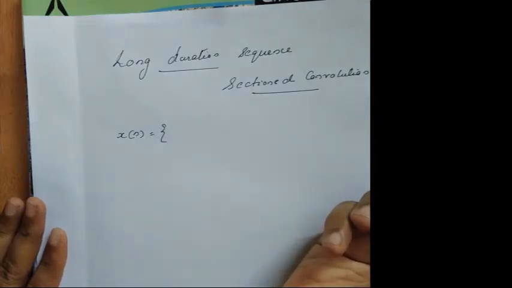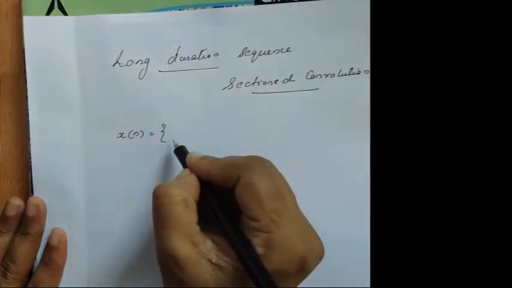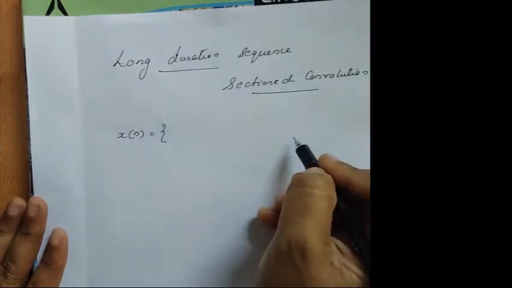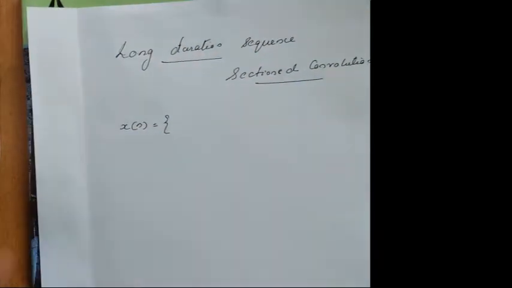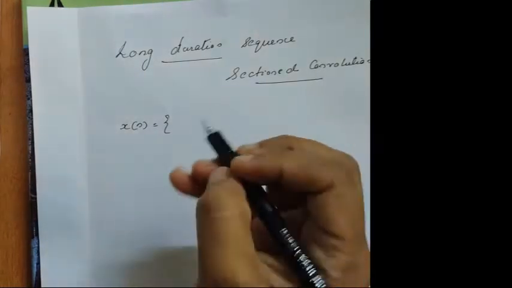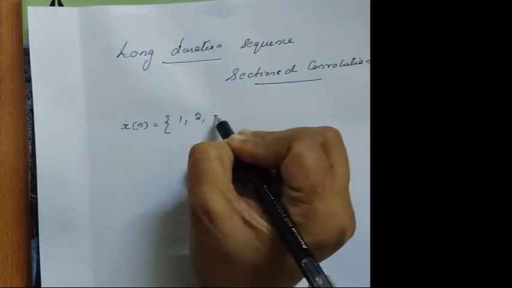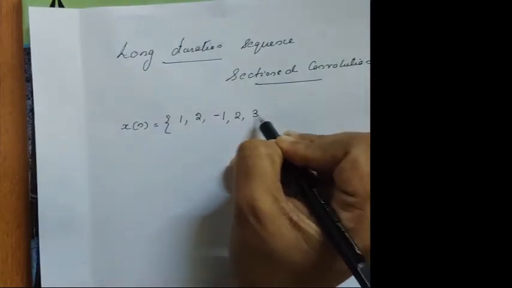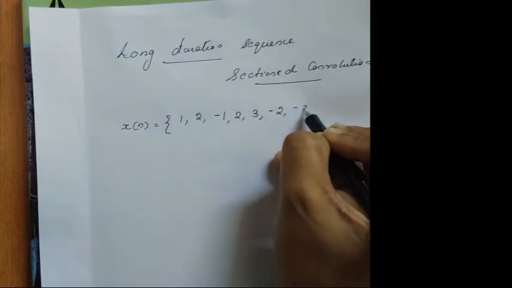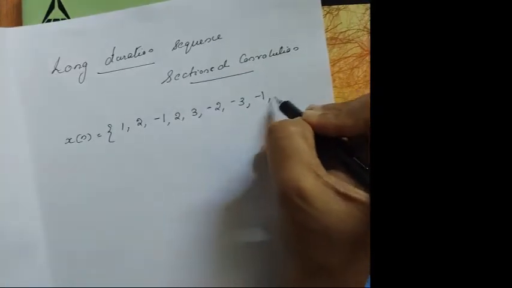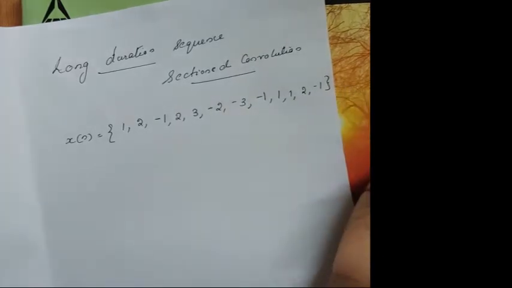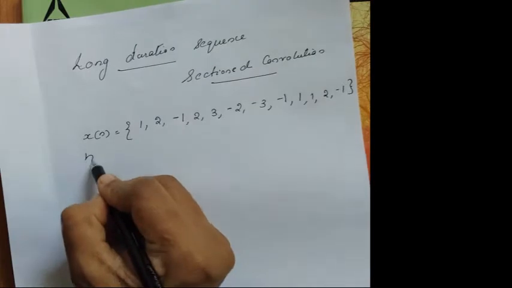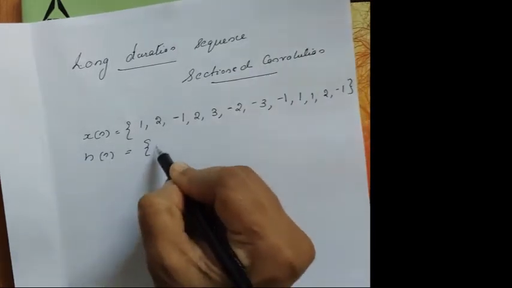In this, what happens is that we are dividing the sequence into smaller sections, and later these sections are combined together to form the result. We can do it with the help of an example. So let us consider a question. X of n is equal to 1, 2, minus 1, 2, 3, minus 2, minus 3, minus 1, 1, 1, 2, minus 1. As you can see, it is a lengthy sequence, and h of n is equal to 1, 2.